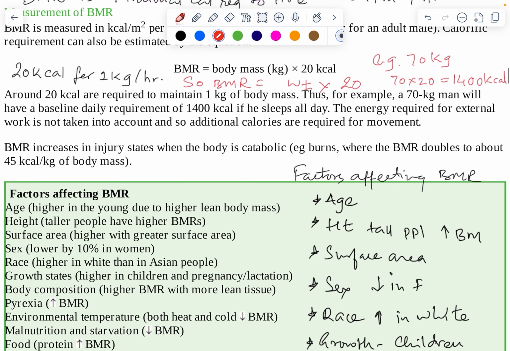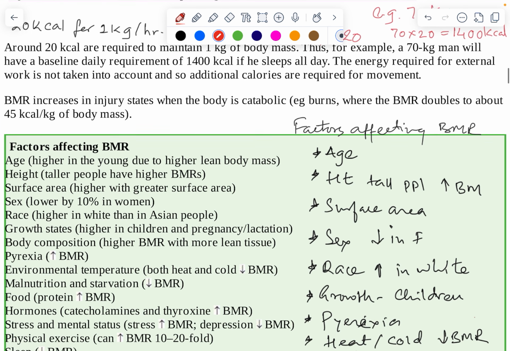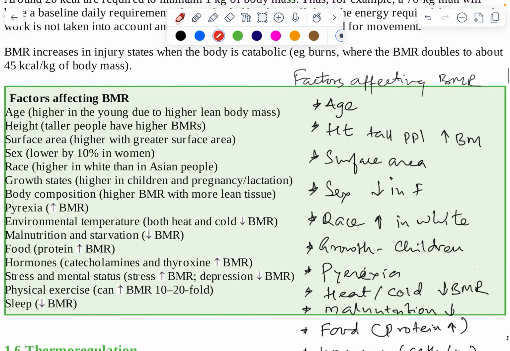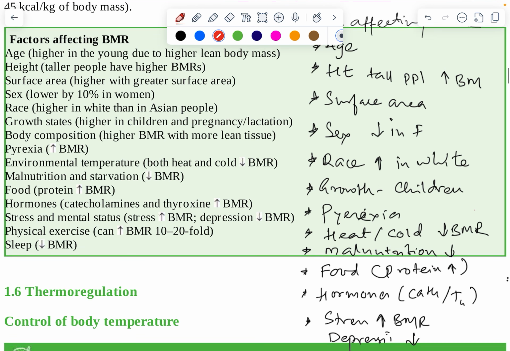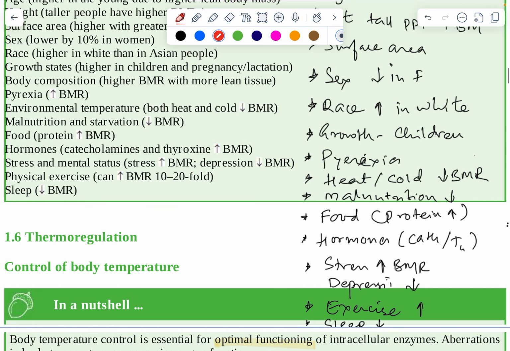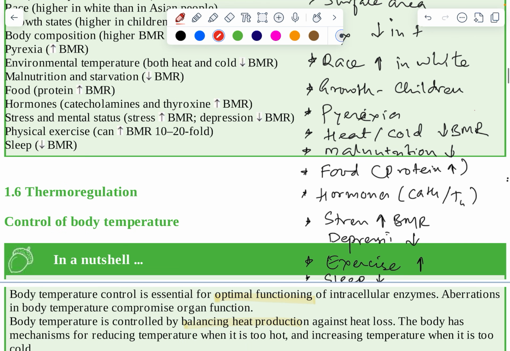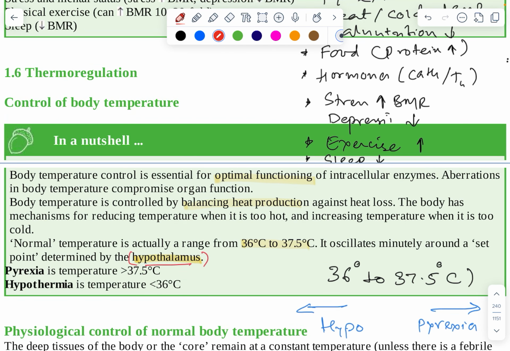Factors affecting BMR: height, as tall persons have increased metabolism due to surface area. Sex, as BMR is decreased in females. Race, as whites have more. Growth in children requires more BMR. Pyrexia, malnutrition, and hormones such as T3 and T4 change BMR. Stress increases BMR. Exercise increases BMR.